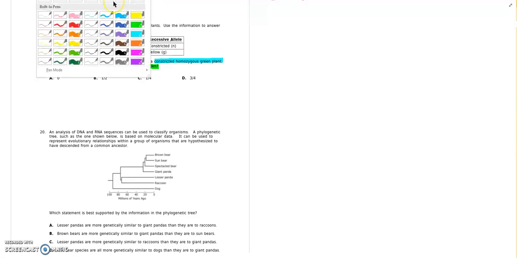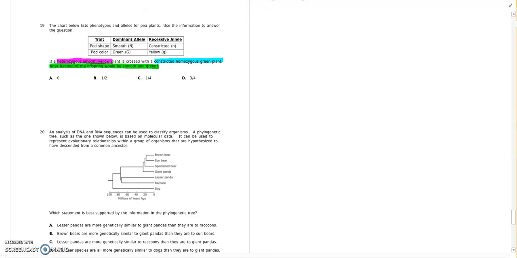Well, let's go ahead and write out the genotypes for the parents. One parent, that was heterozygous smooth yellow. Well, heterozygous means I have a mix. So he is going to be heterozygous, so capital N, lowercase n. And then he's yellow, so the only way to be yellow is to have the lowercase alleles, the recessive alleles. So yellow was the two recessive lowercase g's.